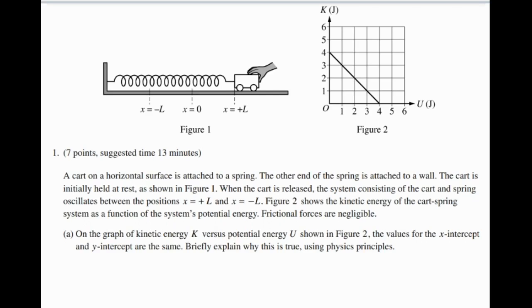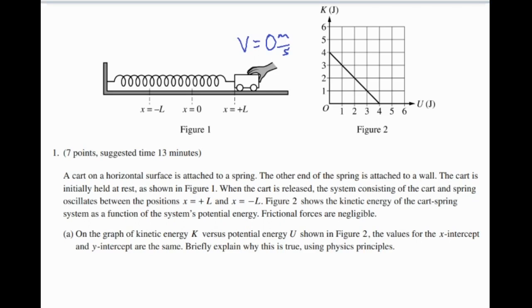It says a cart on a horizontal surface is attached to a spring. The other end of the spring is attached to the wall. The cart is initially held at rest. So I'm going to go ahead and write V equals 0 right over here. And when the cart is released, the system consisting of the cart and spring oscillates between positions positive L and negative L. Figure 2 shows the kinetic energy of the cart spring system as a function of the system's potential energy. Frictional forces are negligible.